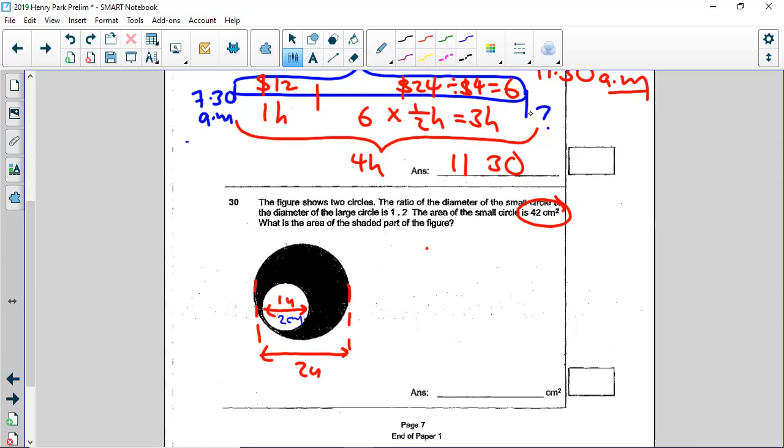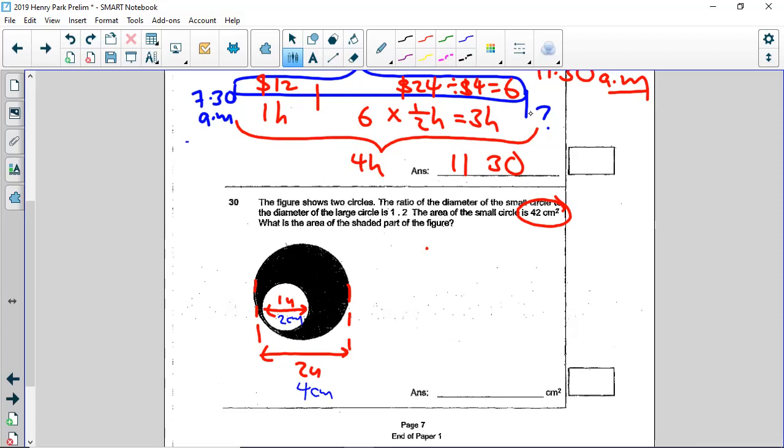But did the question say the diameter is 2 cm? No, never say, right? You just anyhow give a number lah. And then what's the diameter of the big circle? 4 cm. Just anyhow give a number, but make sure the number is very small. Then you go and do what? Then you can find the area of the small circle.